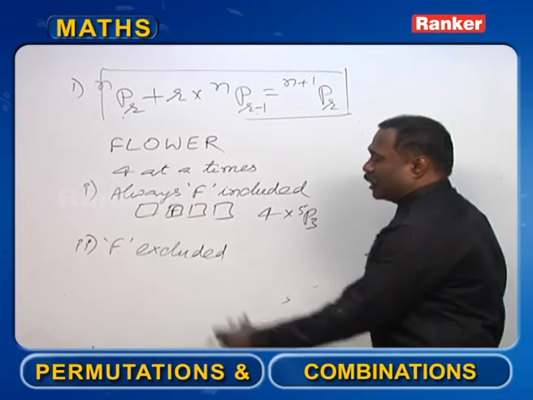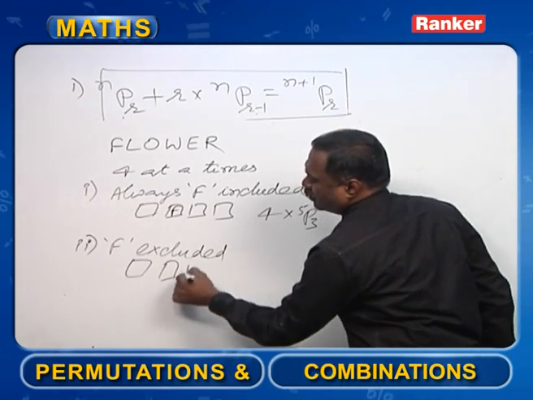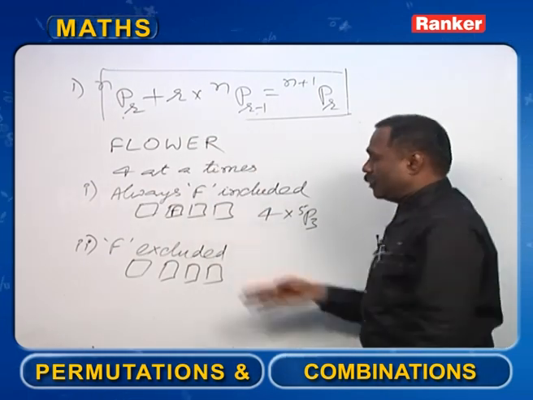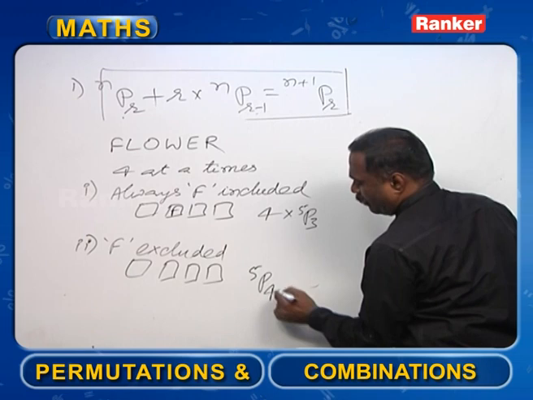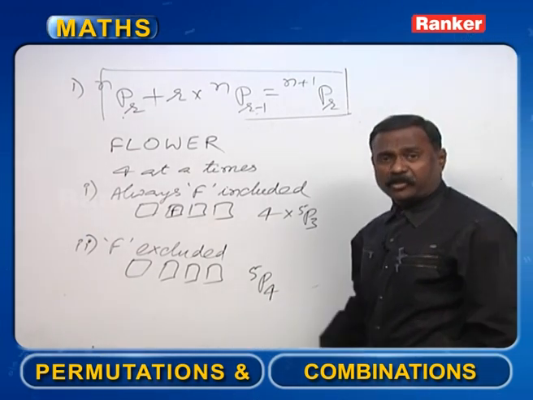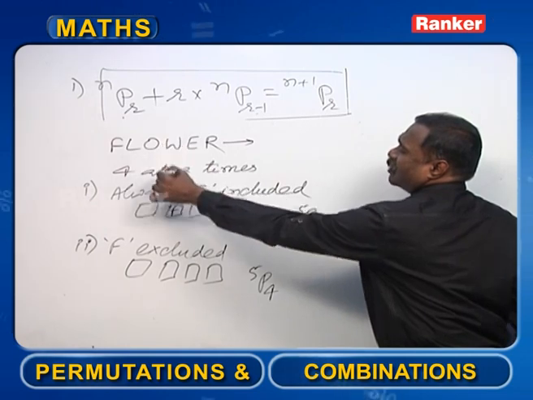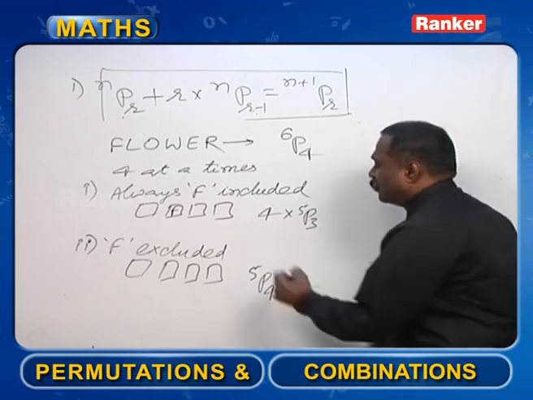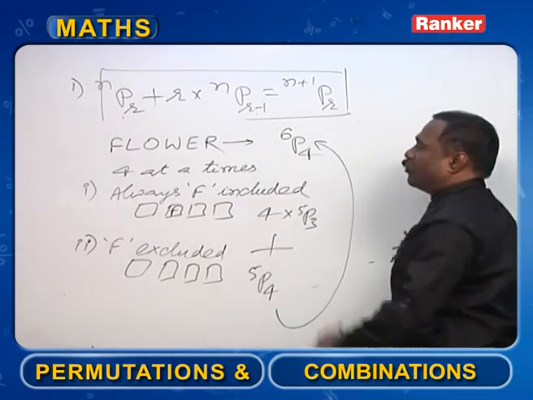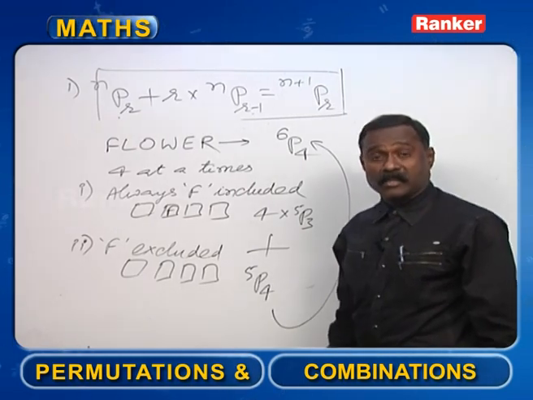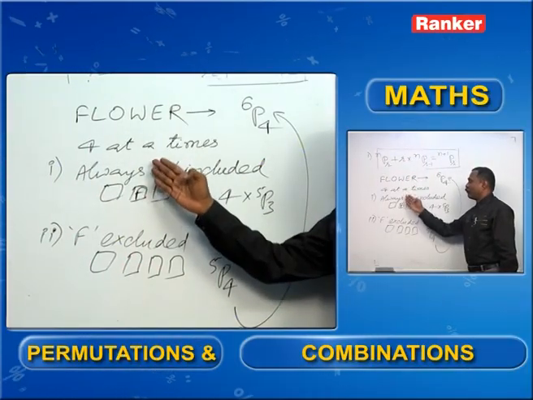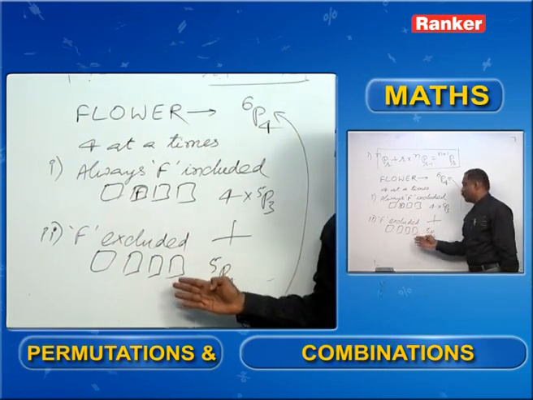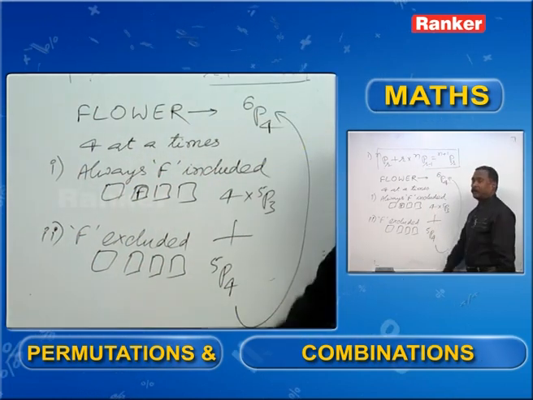Now F to be always excluded. F always excluded means remove F, and how many are remaining? 5 are remaining. For the 5, how many places are there? 5P4. Without any restriction, how many are there? Without any restriction, 6 are there, 4 are taken at a time. It must be 6P4. So if you add these two, you must get this one, 6P4. Then I hope you might have understood this in a better way. This is FLOWER. Always F included, always F excluded. So if you add these two, you'll get the total number of permutations.